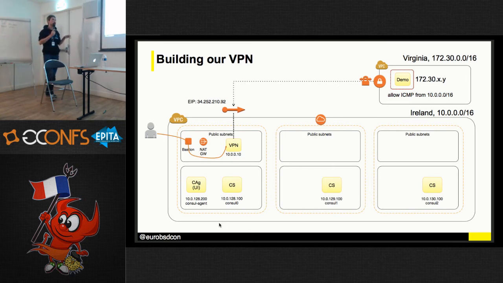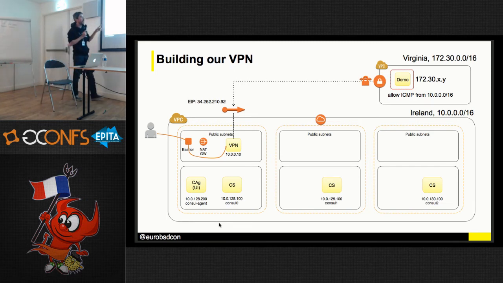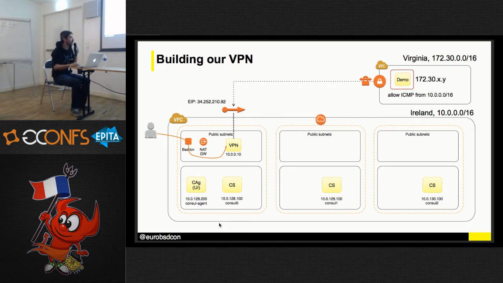I'm not going to build a VPN between my OpenBSD machine inside Ireland and another OpenBSD machine inside Virginia. Instead, I'm going to use the native AWS VPN service, called Virtual Gateway. So AWS has a VPN service, and I'm going to connect my machine to this VPN service, and then try to ping the demo server inside this VPC in Ireland. So let's go back to the machine and see where it is.